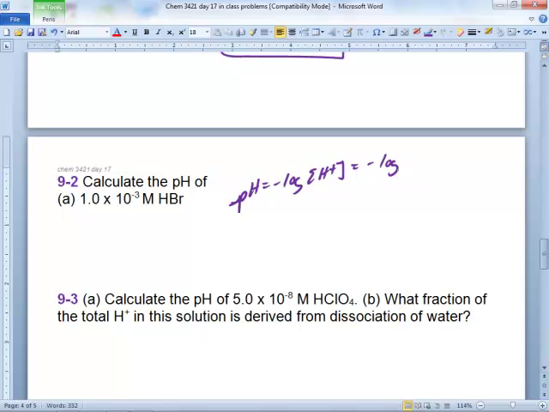In a sense it's more efficient, and you don't have to be interpolating all the time. But if you did, you would get really good at it. But okay, what's that? 1 times 10 to the negative 3 is 0.001, and you take the negative log of that, and you get 3. Okay.